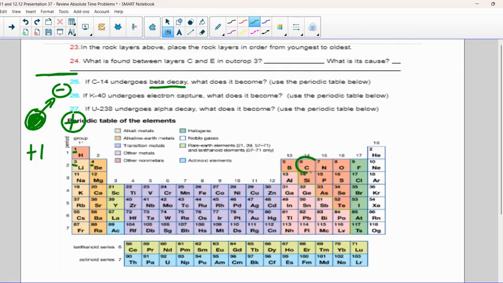Carbon is right here. Its atomic number is 6. So if it increases by 1, it's going to become nitrogen. And the mass won't change, so it will become nitrogen 14.